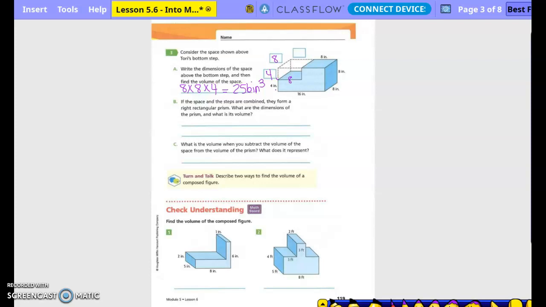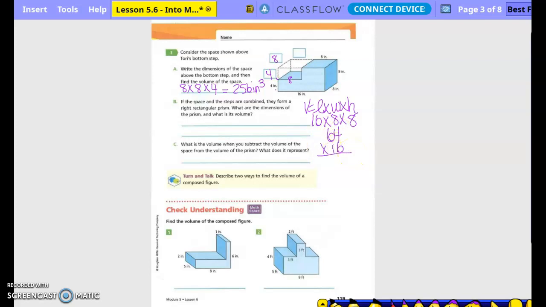Okay, so if we did this, if we did the whole cube, right? Okay, so our formula is volume equals length times width times height, right? So our length of the whole thing is 16, our width is 8, and our height is 8. Okay, so can we put the 8 and 8 together? Yeah, so 64 times 16.